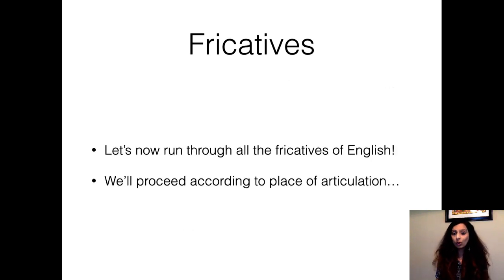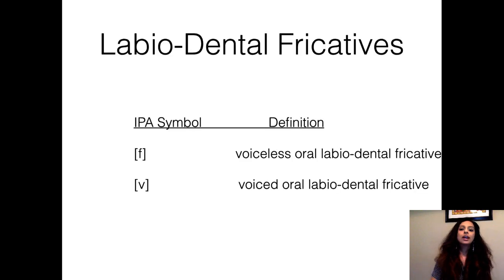Now let's run through all the fricatives of English according to their place of articulation. The first are the labiodental fricatives such as f and v, and the one parameter that distinguishes f from v is the voicing parameter. F is a voiceless oral labiodental fricative and v is a voiced oral labiodental fricative.